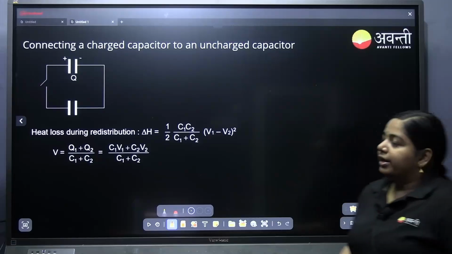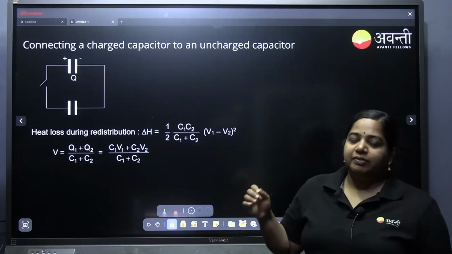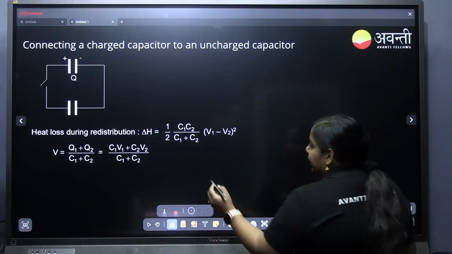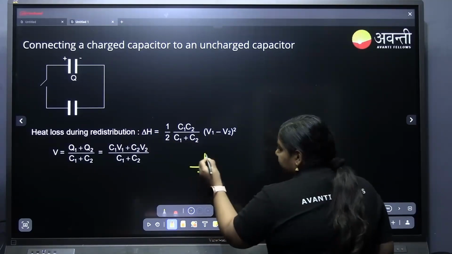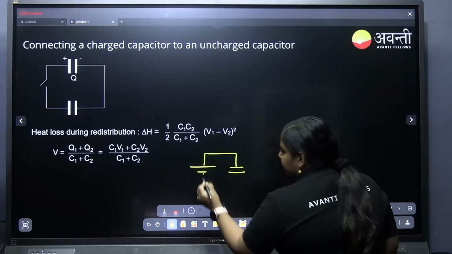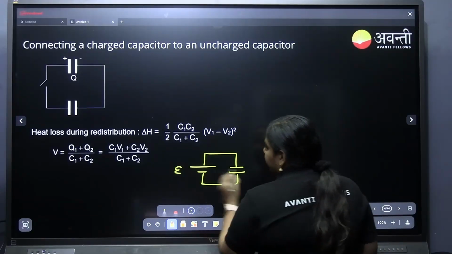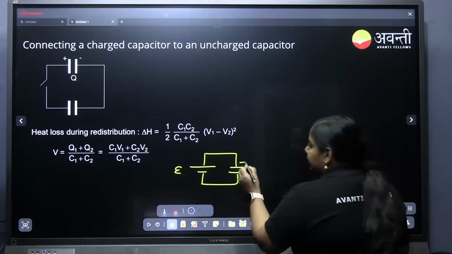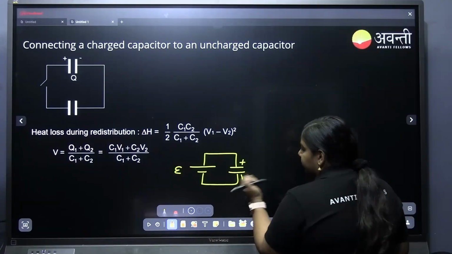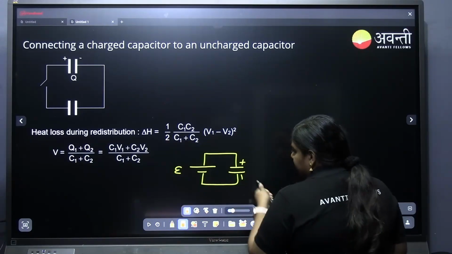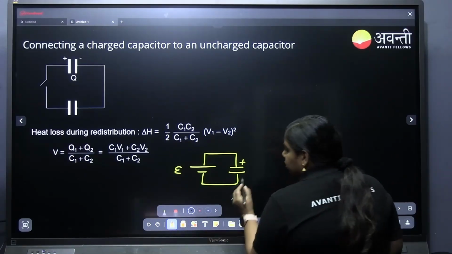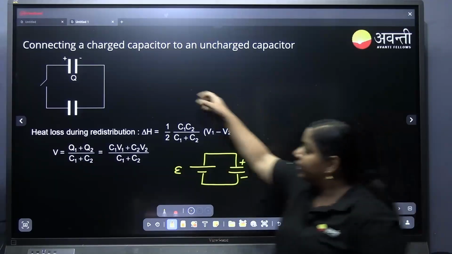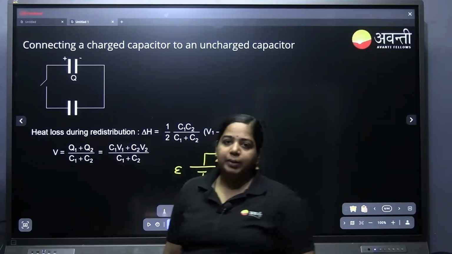Next is a general question that we can see. First we are charging a capacitor. The initial connection will be like this. There is a capacitor connected to a cell, so this will get fully charged. Then we will remove it and connect it to another capacitor.